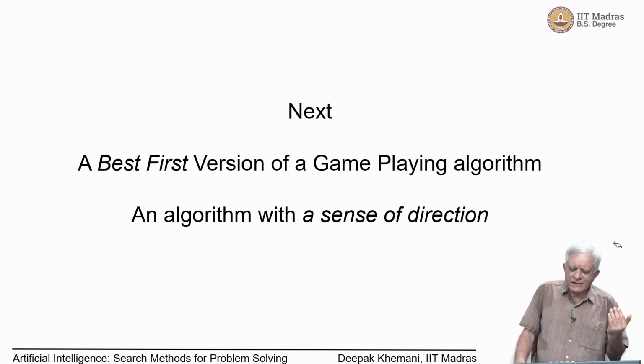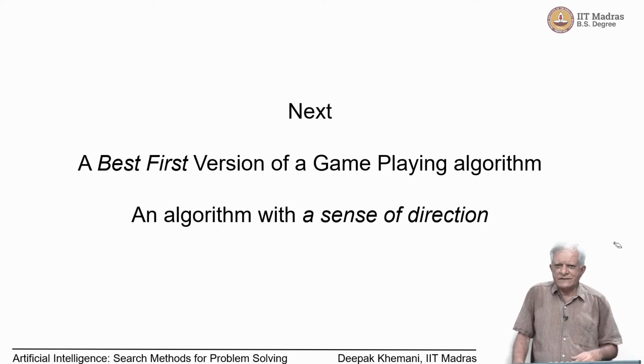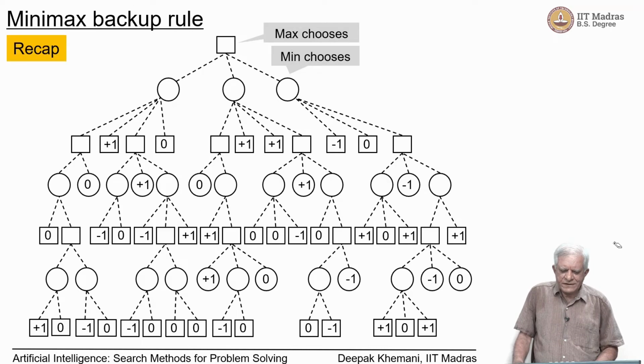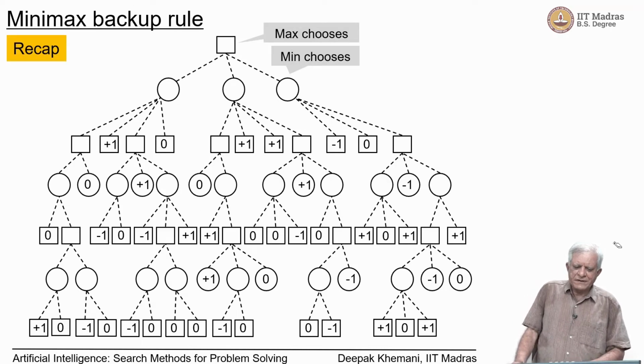Now, we want to look at a best first version of this algorithm, which does not do this tree scan from left to right, but has a sense of direction. So, let us begin with a little bit of a recap as to what is happening in a game.